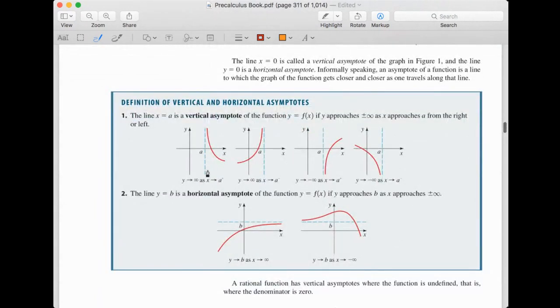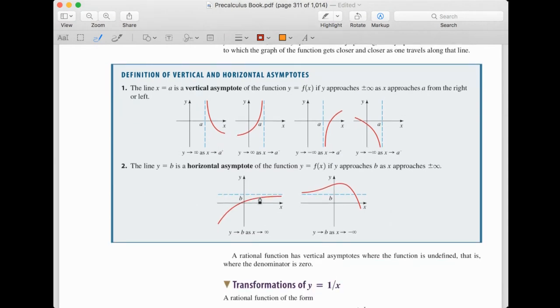Let's see in this case. We will say, if A is not in the domain, it creates a vertical asymptote. We use this dotted line to represent it. Let's say here, if B is not in the range of the function, we use a horizontal dotted line, and this is called a horizontal asymptote.